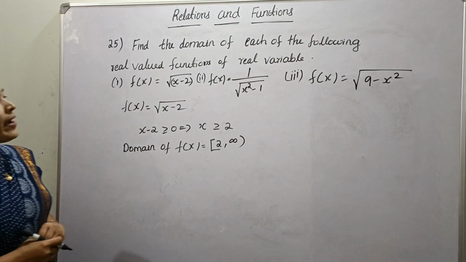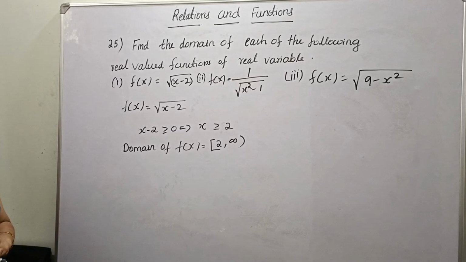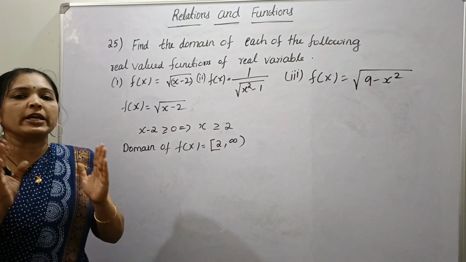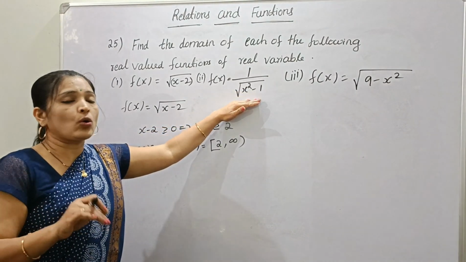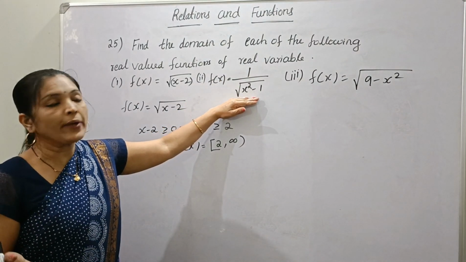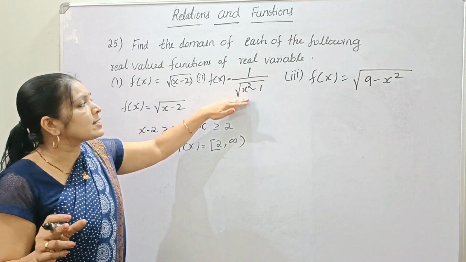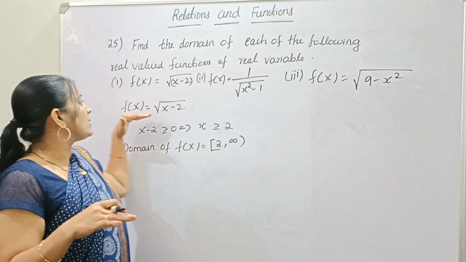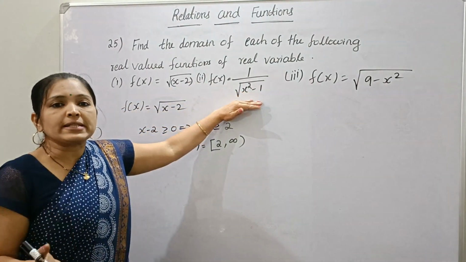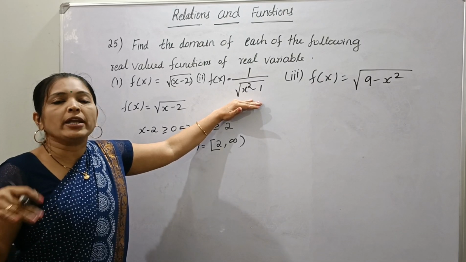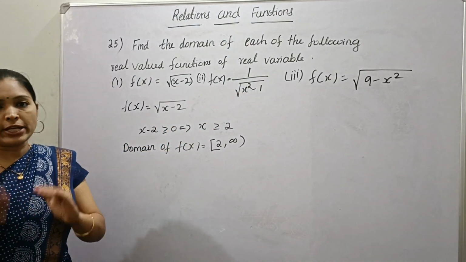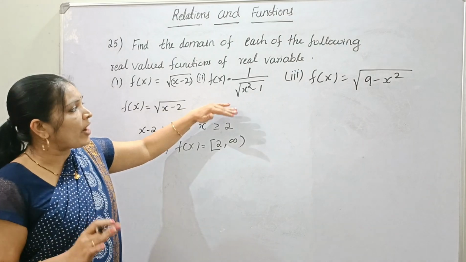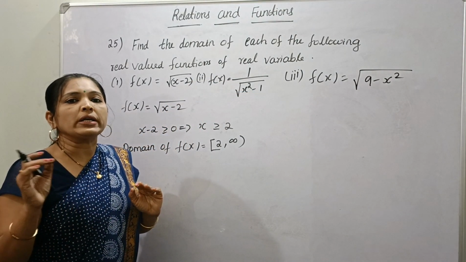Now let us go to second one. f of x is equal to 1 by root of x square minus 1. See, here also the number inside of a square root must be greater than or equal to 0. But here if it is 0, this function is 1 by 0, which is not defined. So this function is defined only for x square minus 1 greater than 0. It should not be less than 0, the same as the first one, because if it is less than 0, the square root of a negative number will be an imaginary number. Our function is a real valued function, so this function is defined only for x square minus 1 greater than 0.